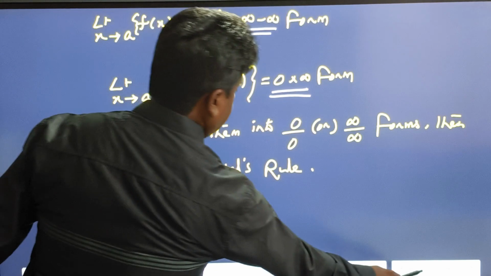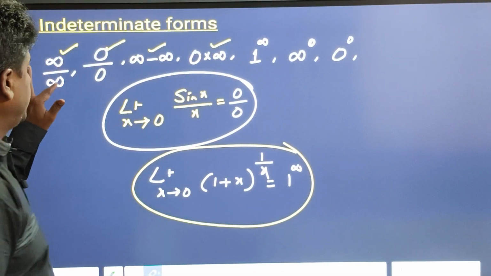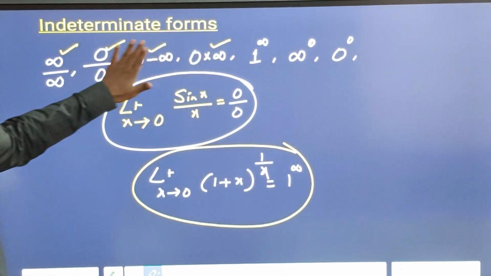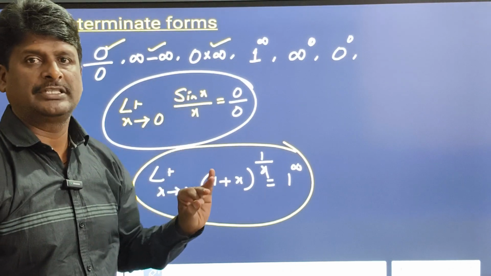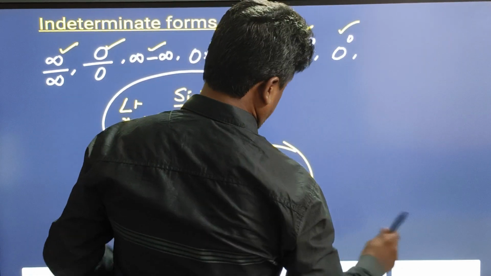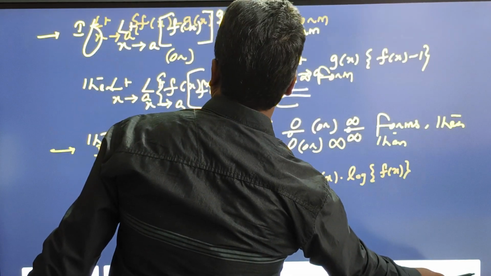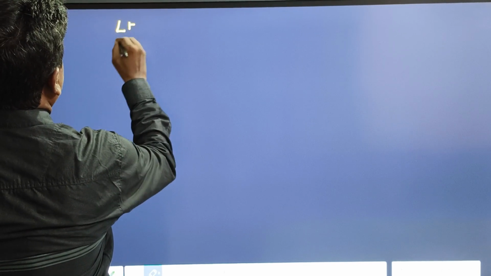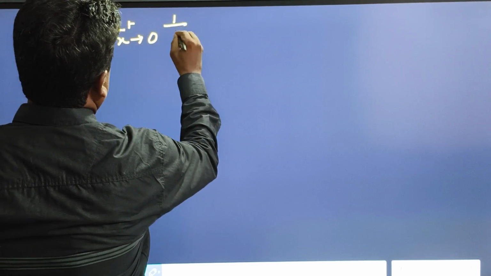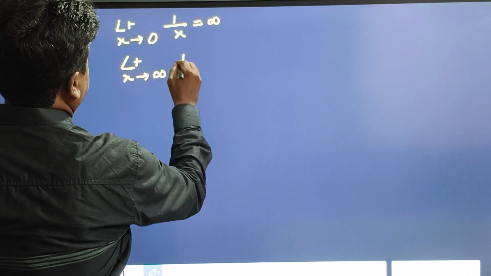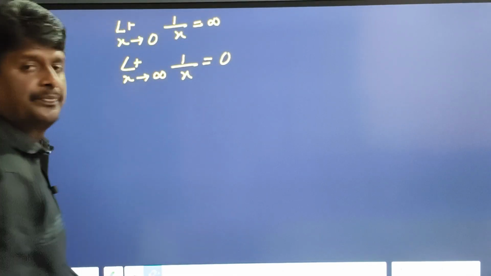Do observe that infinity by infinity finished, 0 by 0 finished, infinity minus infinity, 0 into infinity. First 4 models are L'Hospital rule based. Next 1 power infinity finished, infinity power 0, 0 power 0 also finished. One more. We know that limit x tends to 0, 1 by x is equal to infinity. Limit x tends to infinity, 1 by x is equal to 0.